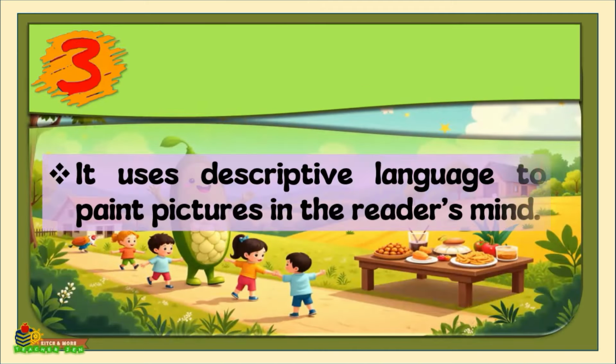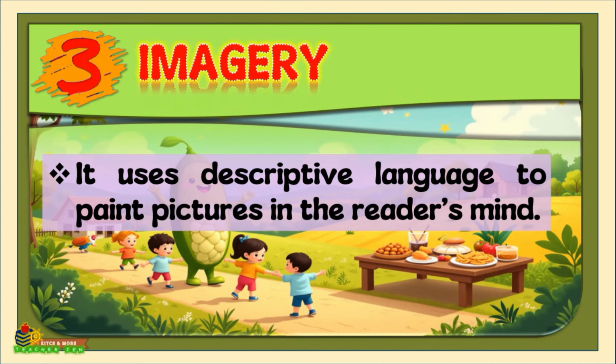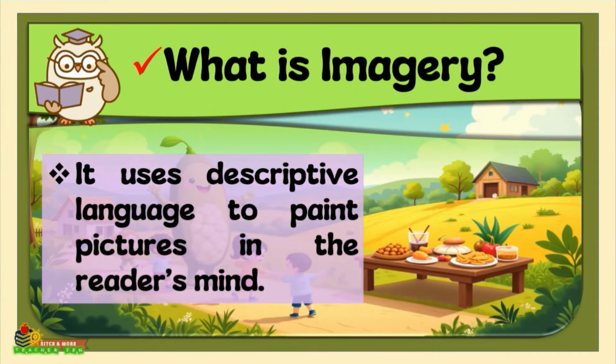Let us now talk about the third basic element of poetry, which is imagery, and we already tackled this in our first video for English 7 Quarter 1, and that is week 1. But let's talk about it here also. Imagery uses descriptive language to paint pictures in the reader's mind. It's when those descriptions are so vivid, they create a picture in your head. Like when you read, "The sun was setting, painting the sky orange and pink."